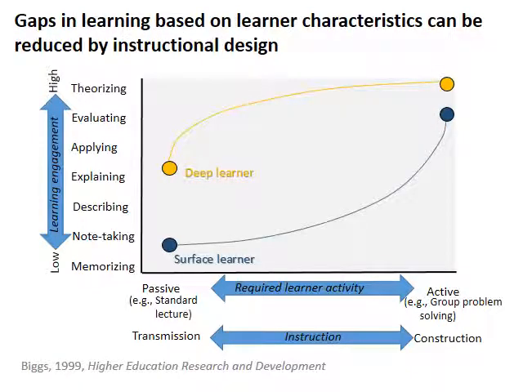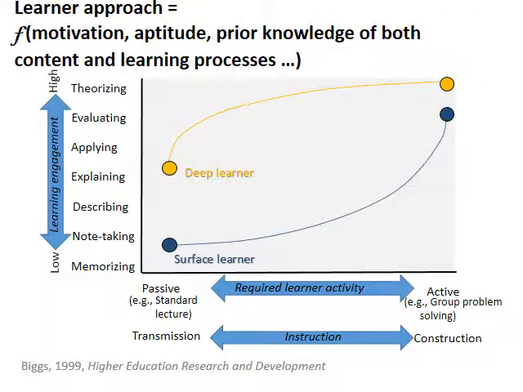So as we would go across the graph, we might imagine different trajectories for deep learners and surface learners in response to the type of activity and instruction that's being presented. And the more we bring active learning in, the smaller the gap in learning that's just based on the learner characteristics. So instructional design can have a key role in helping to organize knowledge and improve learning.